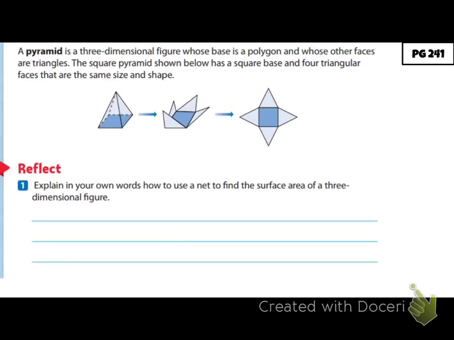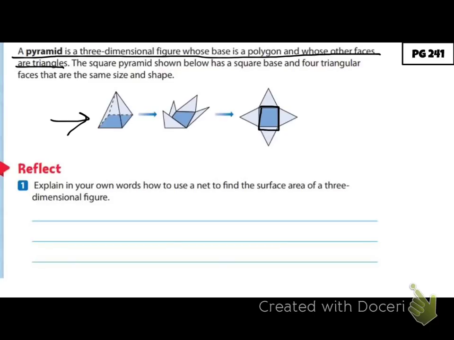So the next 3D shape we're going to talk about is a pyramid. A pyramid is a three-dimensional figure whose base is a polygon and whose other faces are triangles. So you can have a square rectangular pyramid. This is a square pyramid because it has a square base, and you can see that right here on the net when it's folded out.